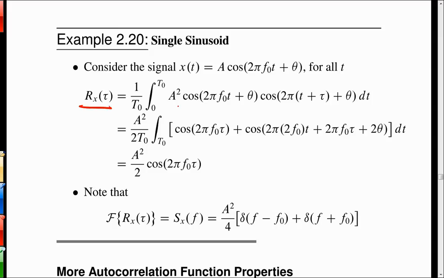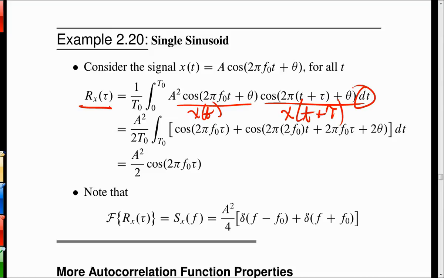autocorrelation function. I have to plug in two waveforms. I have to plug in x of t and x of t plus tau, and then integrate, and I'm using the right variable there, dt. And because it's a periodic waveform, I just need to integrate over one period, and then I normalize by one period, T naught.